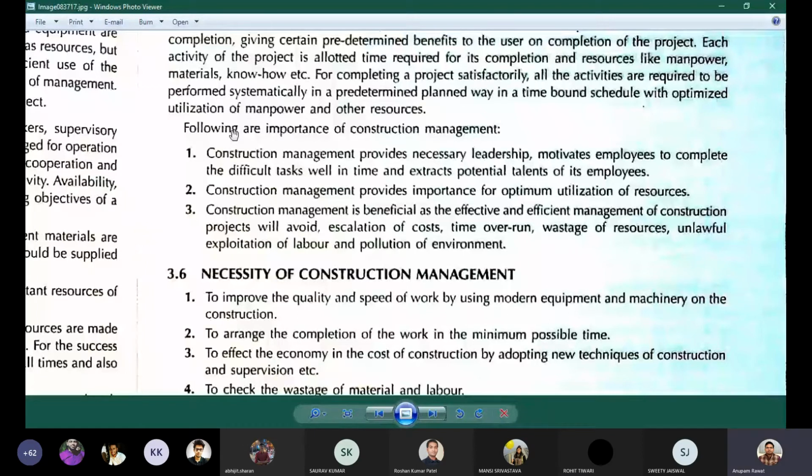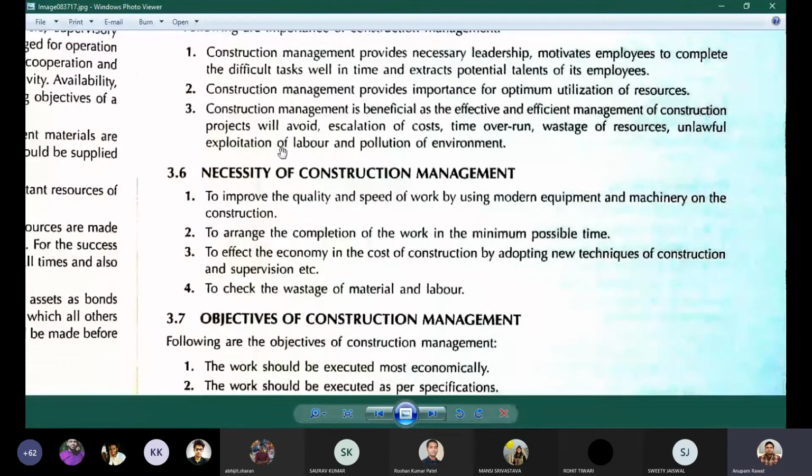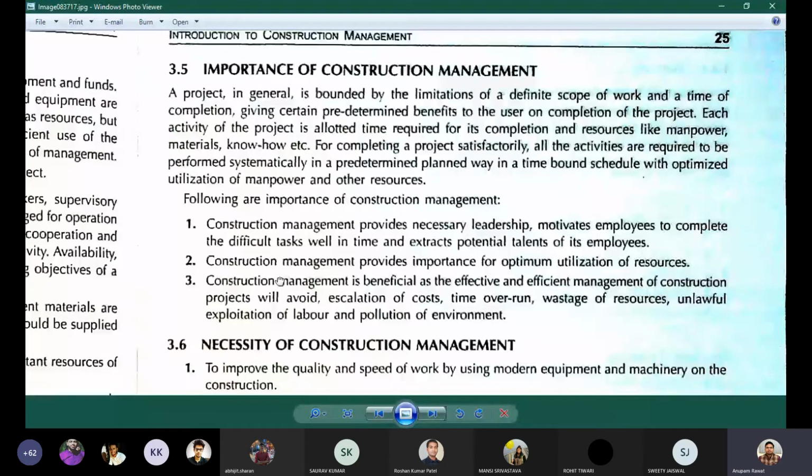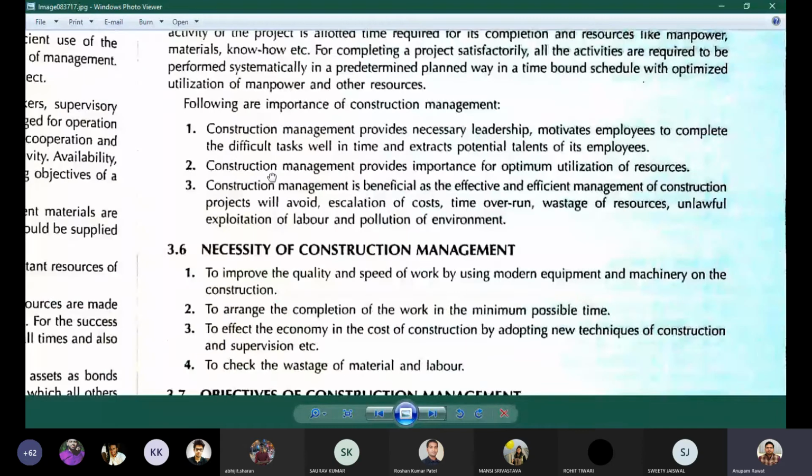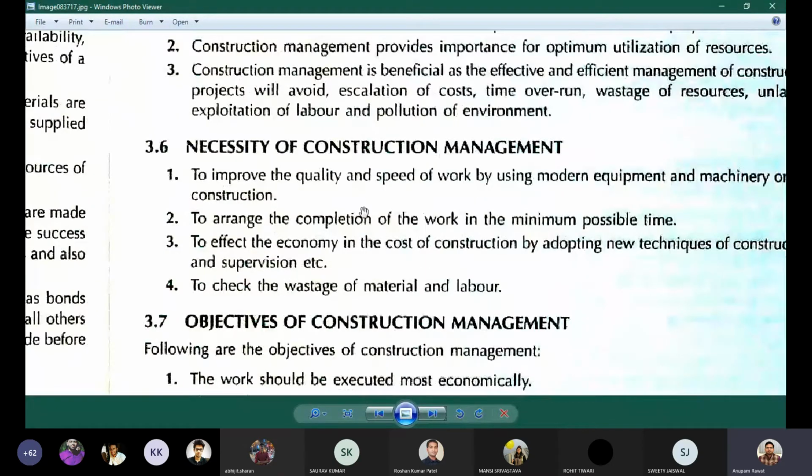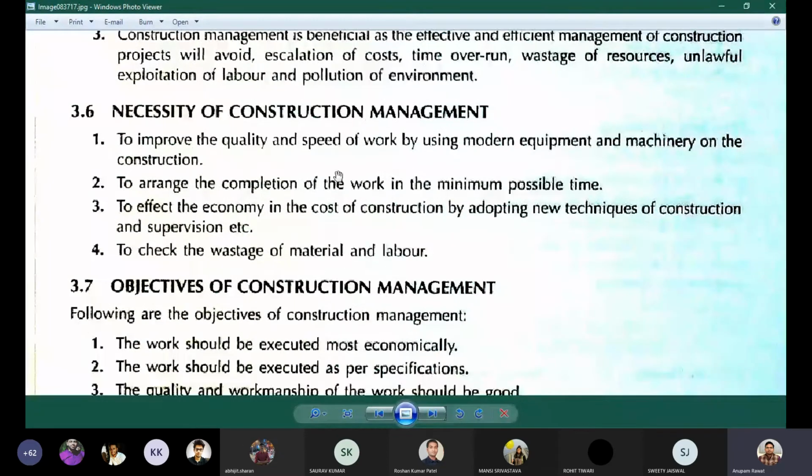Next, the necessity and importance are basically the same thing. If construction management is applied, it will improve the quality and speed of the work by using modern methods and techniques. Construction management will arrange and complete the work in the minimum possible time. It will also affect the economy in the cost of construction by adopting new techniques. Construction management is also very useful to check the wastage of material and labor.